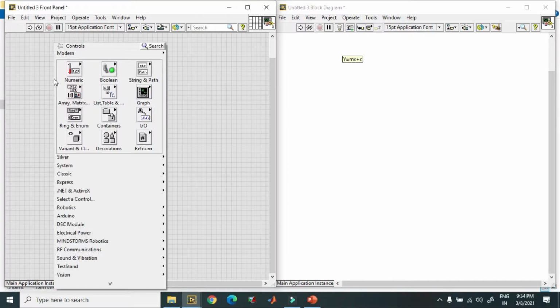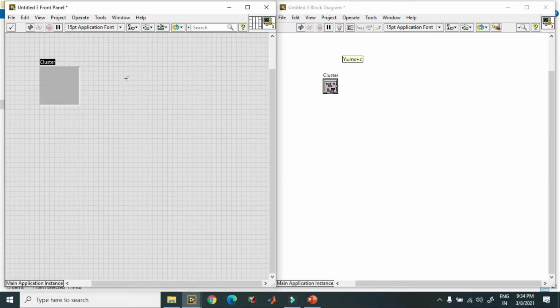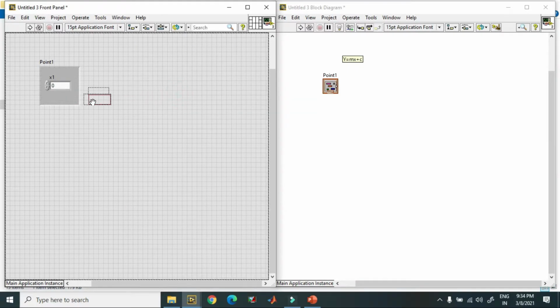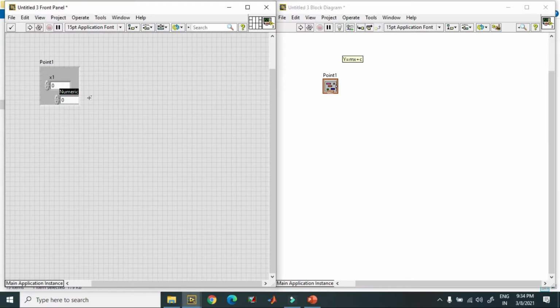So for this I create a cluster. This is my point 1, and in this I put a value. This is x1, and this is y1. I rearrange these, so this is my point 1. I copy this, and over here I have point 2, with x2 and y2. So this is my first input point and this is my second point for the line equation.